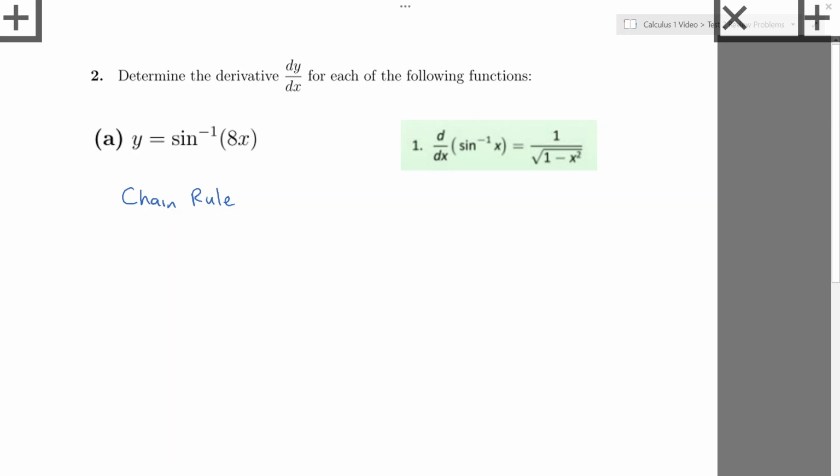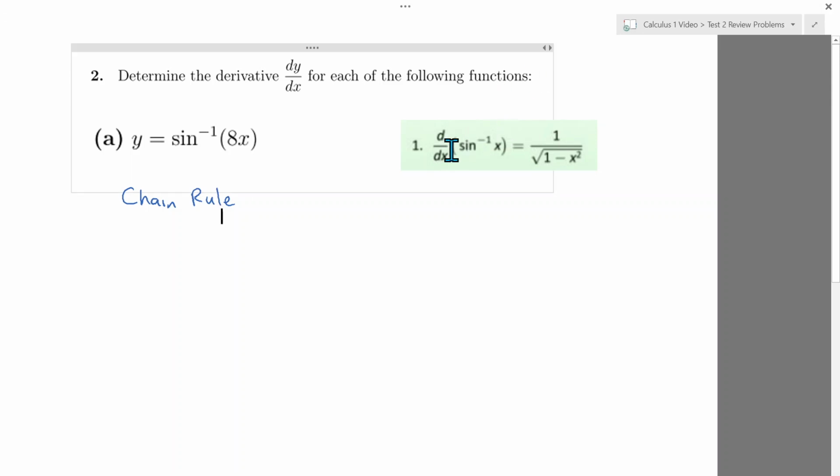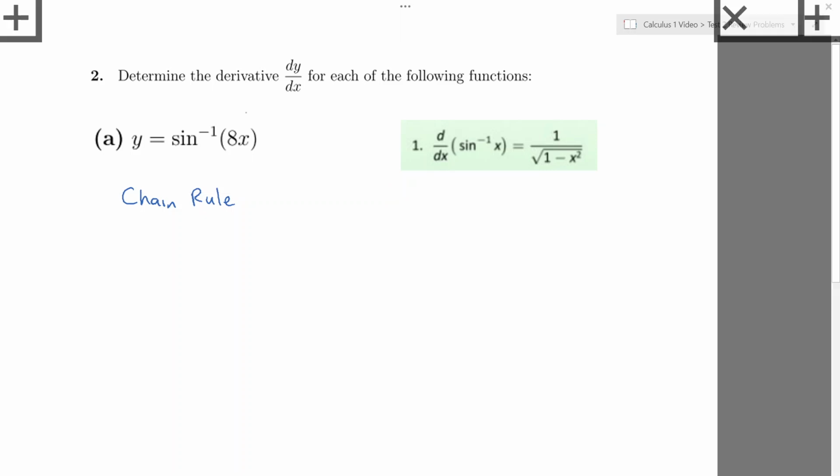And because it also has the inverse sine function, we're going to need the formula for the derivative of inverse sine, which is this formula here. Okay, so for the chain rule, we need to identify the inside function and the outside function, right? So the 8x is the inside, so it's inside the parentheses, and the inverse sine is the outside.